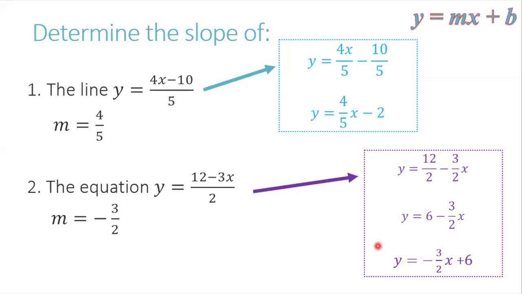Any questions so far? Okay, I'm going to leave it up for another minute for those of you that are writing. Okay, I see a question. Someone's asking what B is called. B is called our y-intercept.